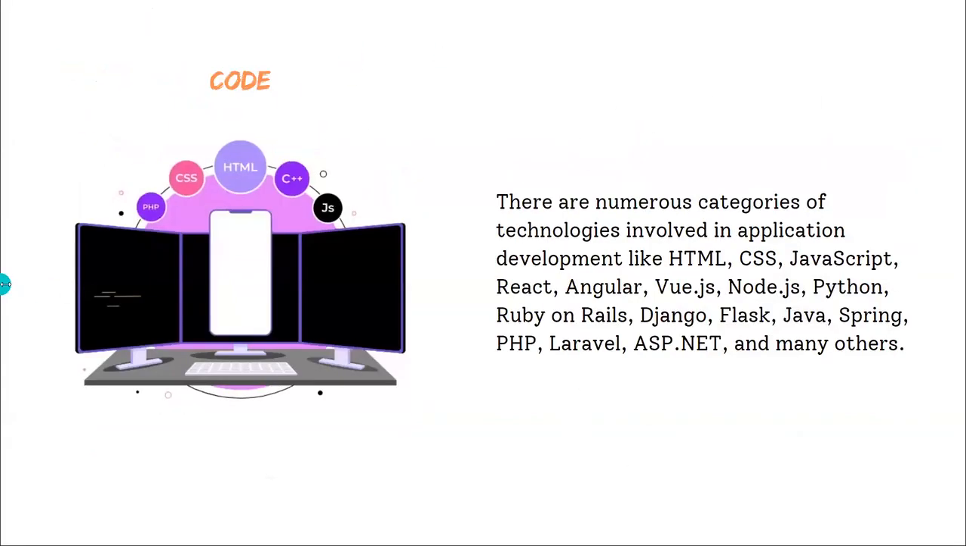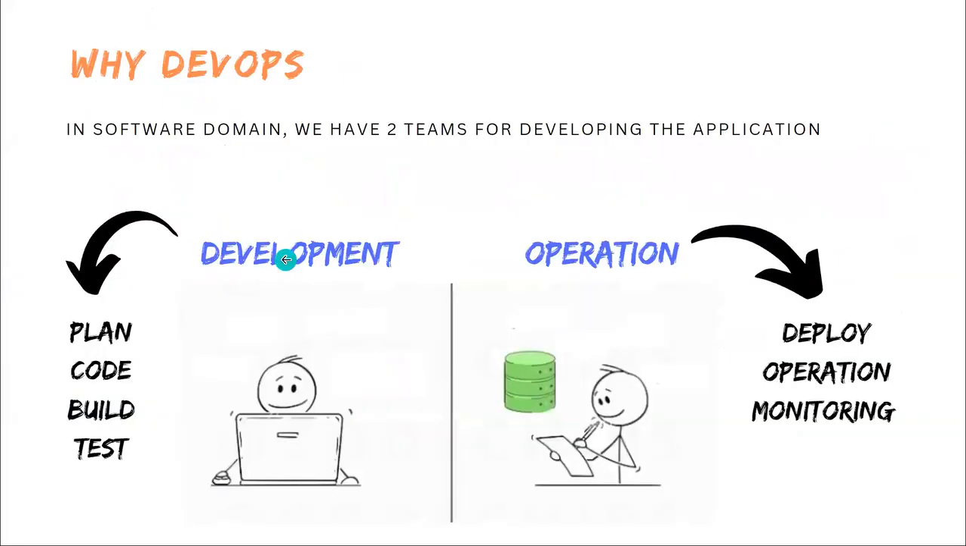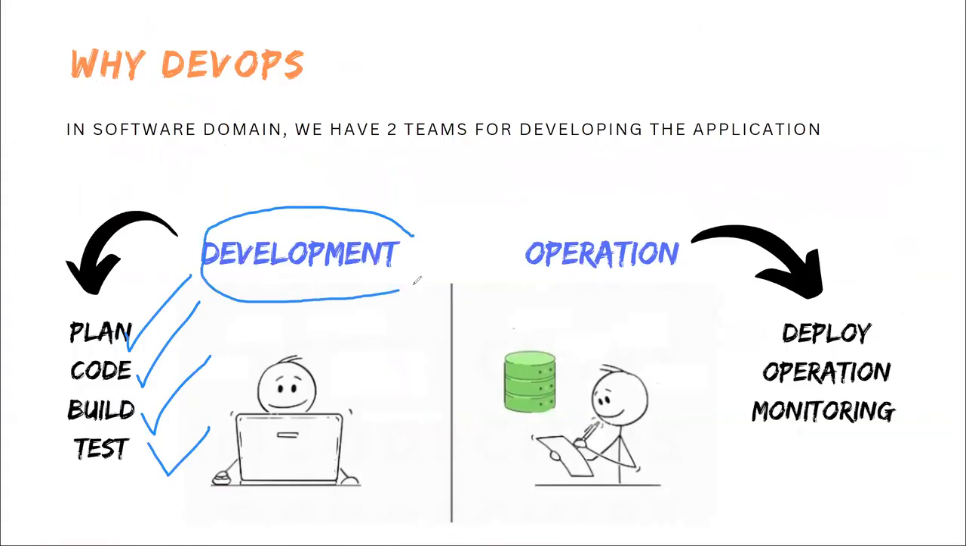So all these phases will be done by which team? Development team. Again, I am repeating it one more time for you: first of all, planning, coding, building, testing. These four activities will be maintained by which team? Development team. Once the development team has done its work, the next phase is going to be handled by the operation team. Now, what is the work of the operation team?